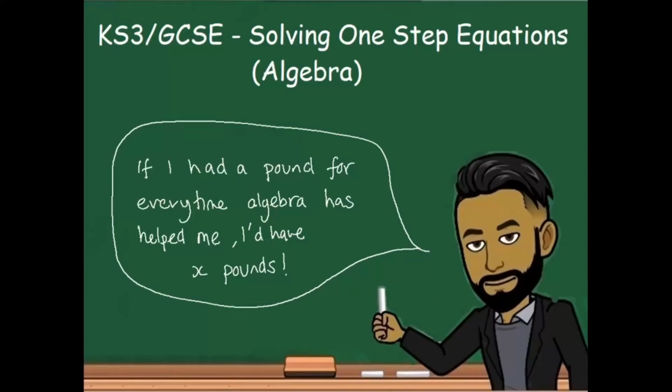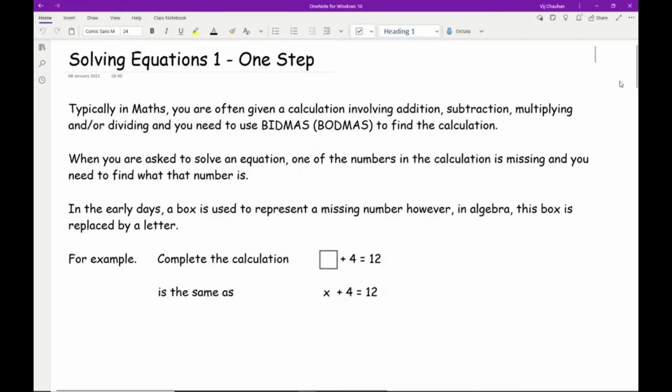So in this video, focusing on algebra, we'll be looking at how to solve one-step equations. Typically in maths you are often given a calculation involving addition, subtraction, multiplying and/or dividing, and to use BIDMAS, or BODMAS as it's sometimes known, to find the answer. Now when you are asked to solve an equation, one of the numbers in the calculation is missing and you need to find what that number is.